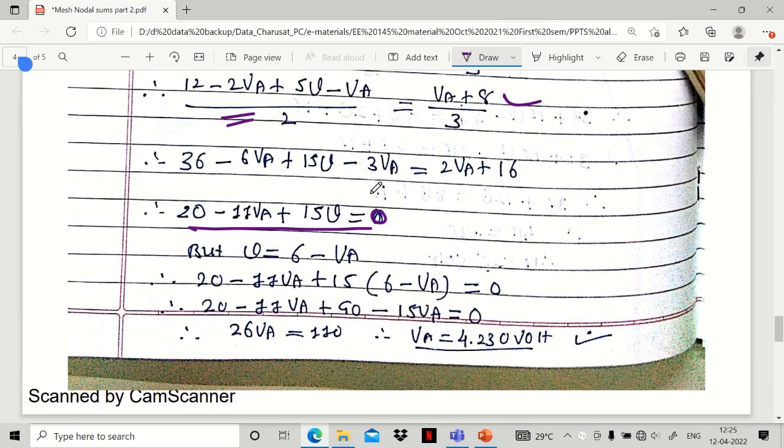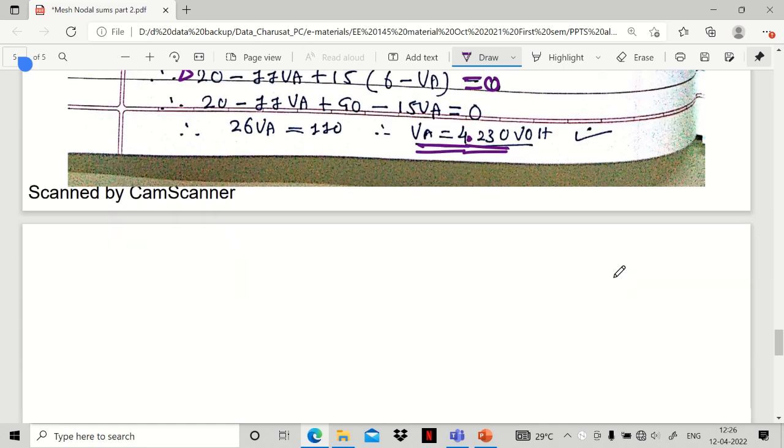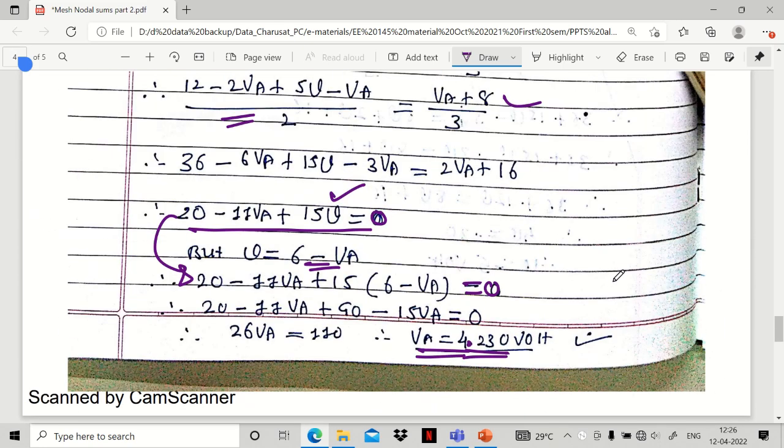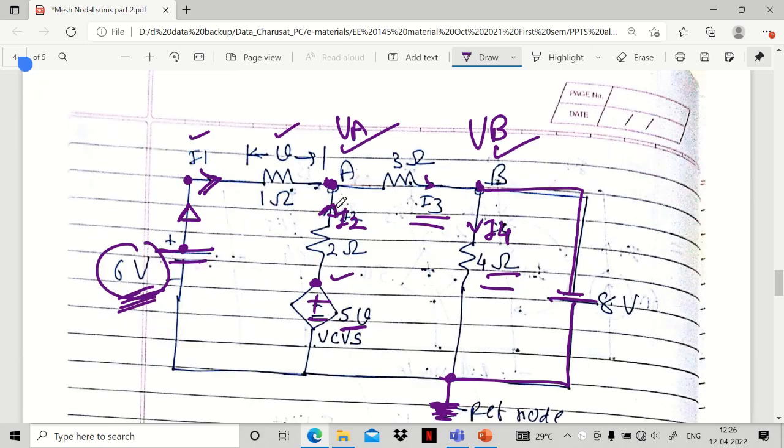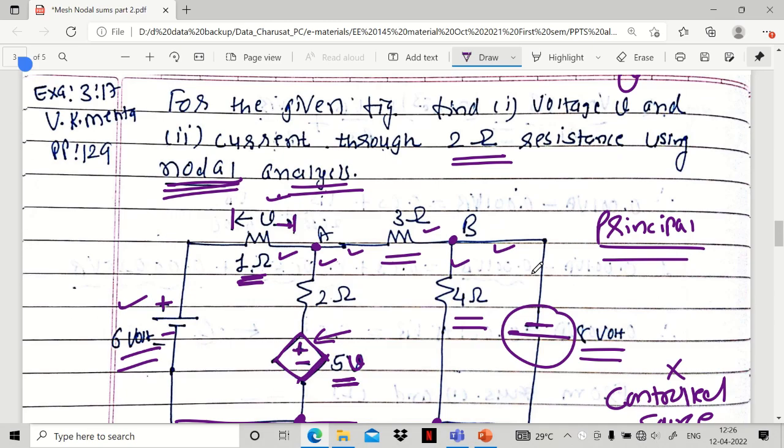So in this equation, replace small v by 6 minus VA. The equation becomes 20 minus 11 VA plus 15 into (6 minus VA) equal to 0. Simplifying this, VA obtained is 4.230 volt. So the potential of node A is 4.230 volt.